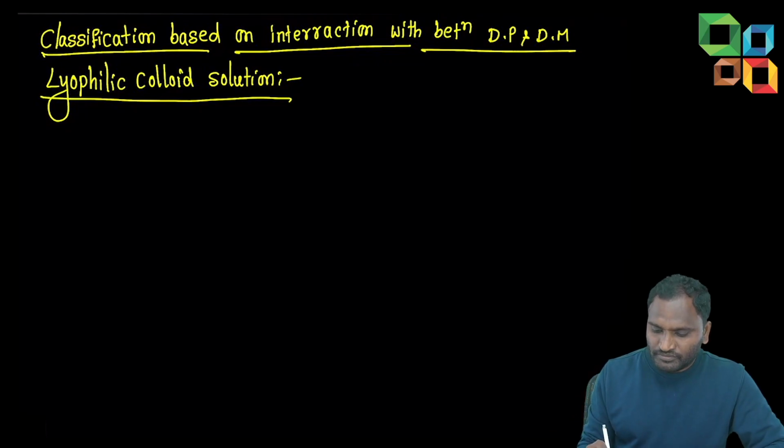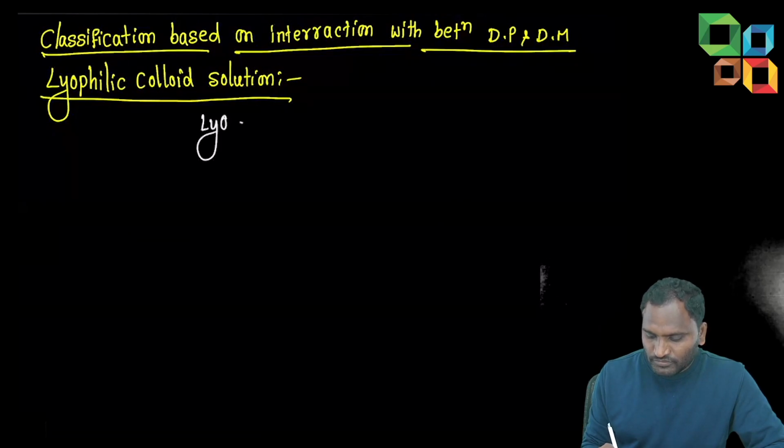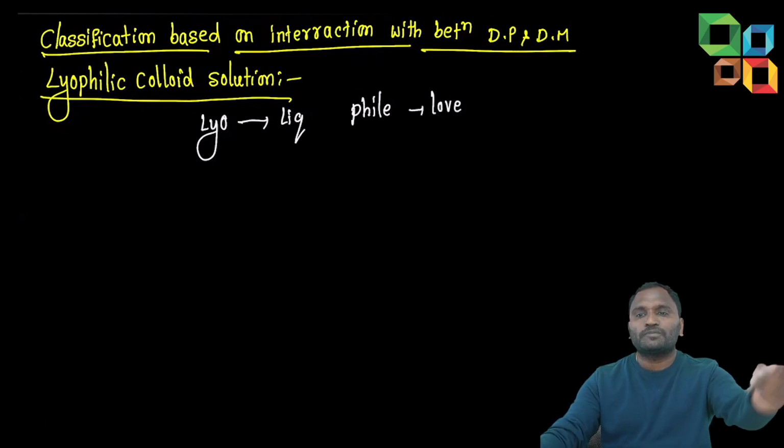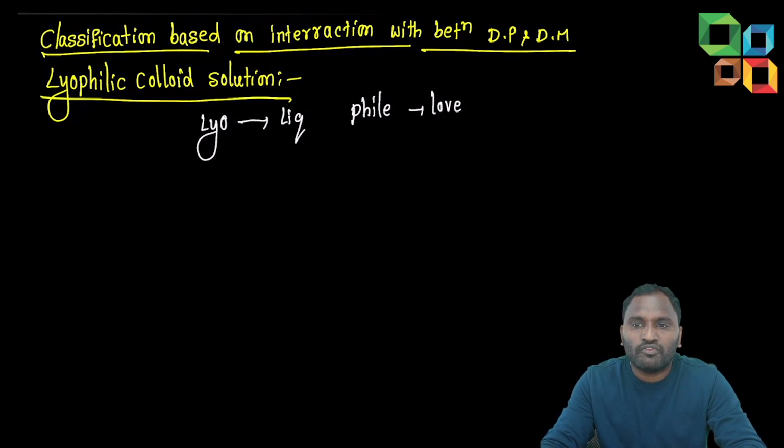Lyo means, anyone can tell, students? Liquid. Phile means love. Liquid-loving groups, or simply solvent-loving groups. If the dispersed phase has more interaction with, or strong affinity towards, the dispersion medium, then such colloidal solutions are called lyophilic colloidal solutions.